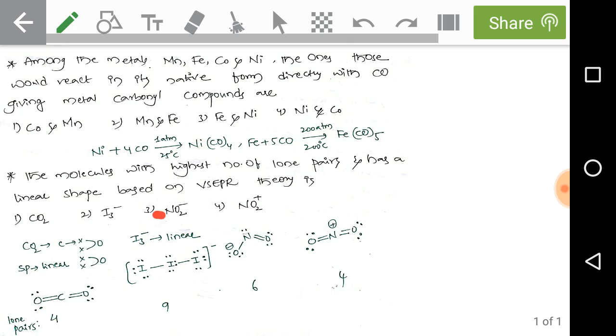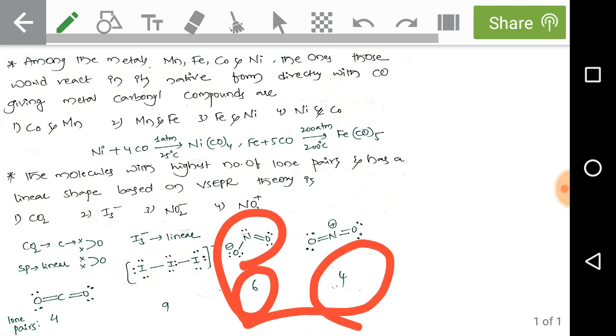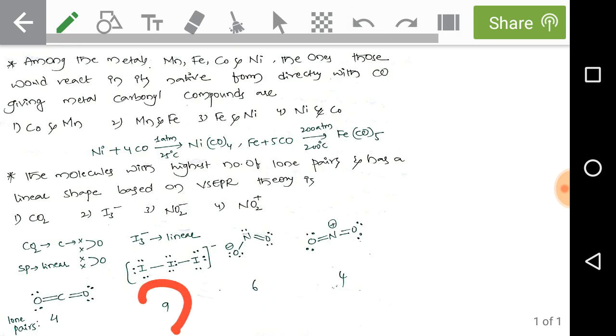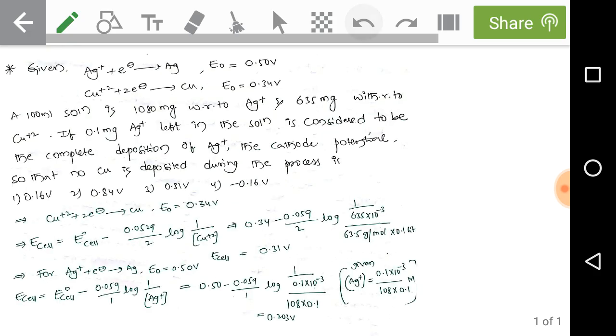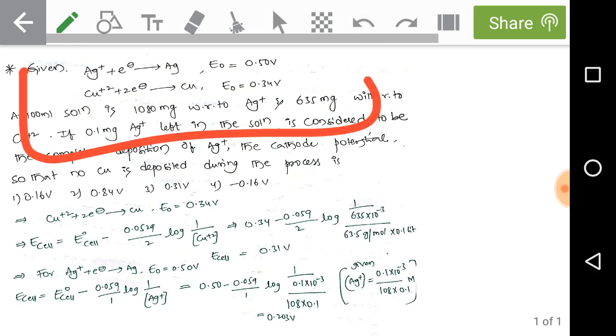Now by using the same method, I3 minus is linear, where each iodine has 3 lone pairs of electrons, so total 9 on it, and for NO3 minus 6 and for NO2 plus 4. So the highest number of lone pairs of electrons is present on I3 minus.